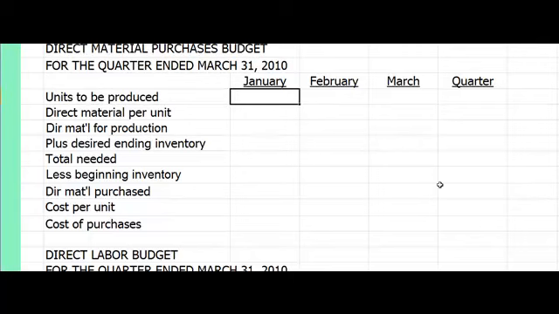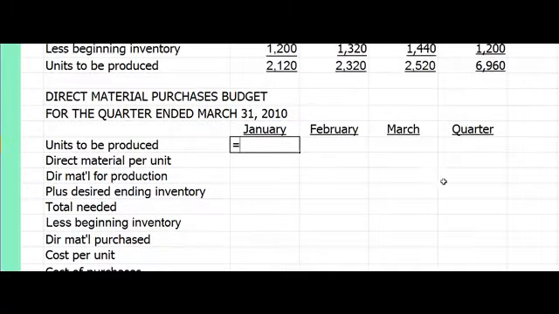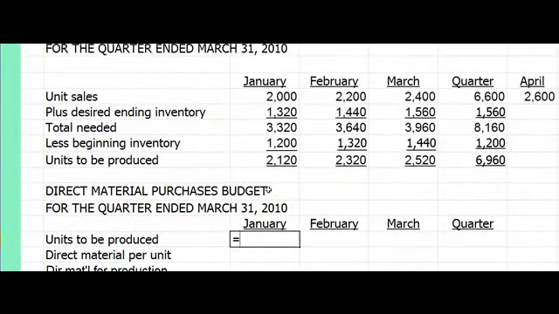So we're going to need our production for January. Remember, we always use cell references so that we can make changes to our budget, and our budget is dynamic. It will constantly change as we make changes to assumptions or data. So we're going to click equals, go up, and pick up our units produced from January and hit enter.